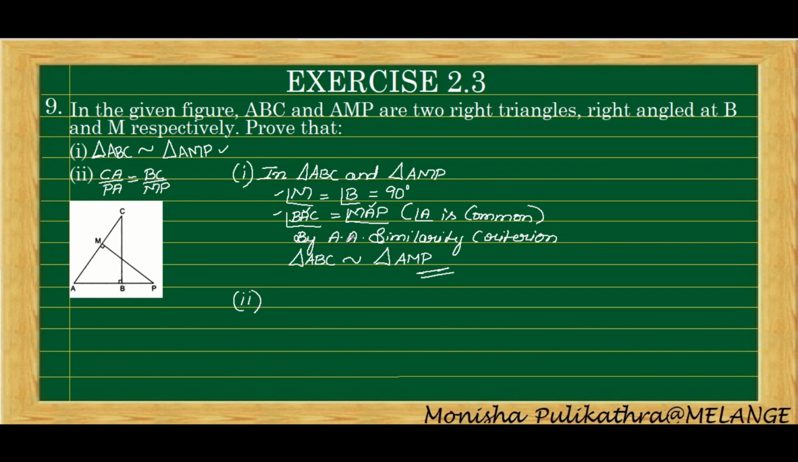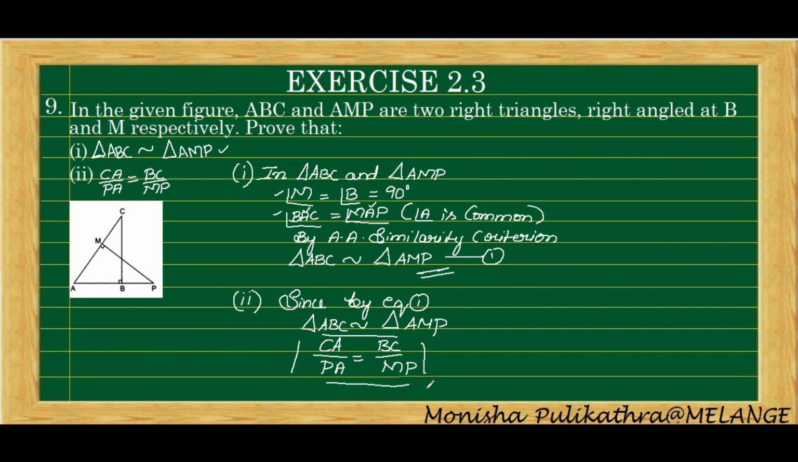Next, the second one. Since we have already proved that triangle ABC is similar to triangle AMP, let this be equation 1. If two triangles are similar, then their corresponding sides are proportional. If two triangles are similar to each other, then their sides are also equal in ratio. Therefore, we can directly write that CA by PA is equal to BC by MP. Why? Because if two triangles are similar, then the corresponding sides are automatically proportional to each other. I hope you understood this.